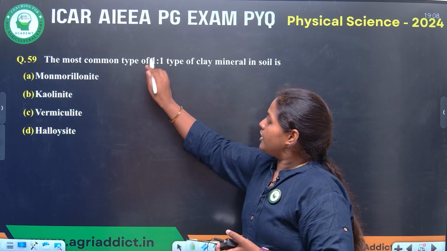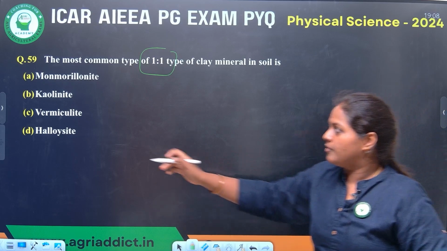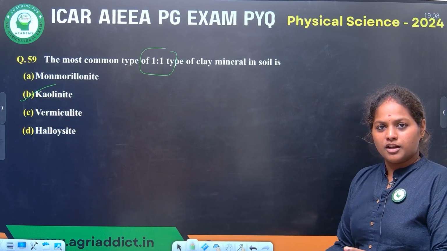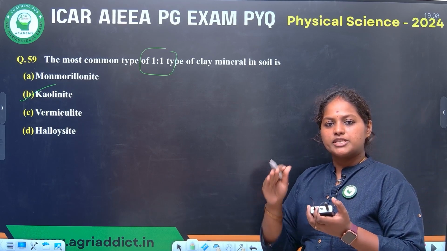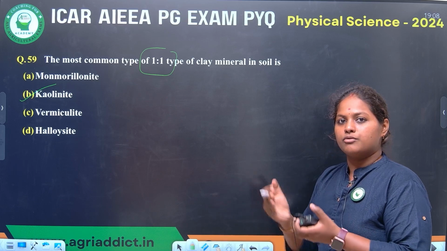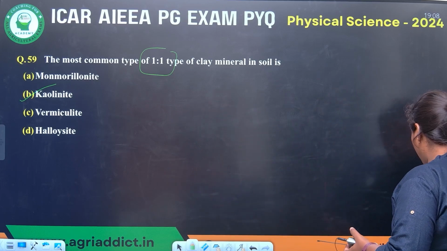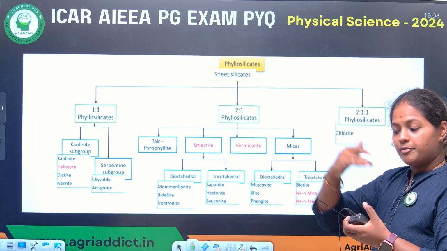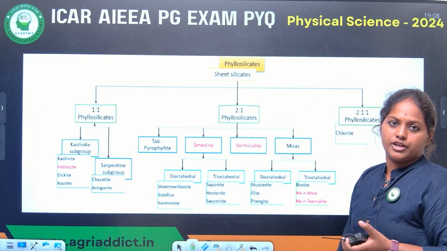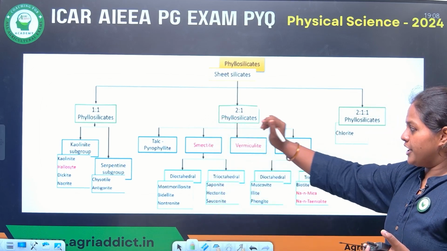Question number 59. The most common type of 1:1 clay mineral is kaolinite. Option B. What is this 1:1? 1:1, 2:1? 1:1 means one silica tetrahedra and one alumina octahedra bind together to form a particular mineral, that is kaolinite. 2:1 means two silica tetrahedra, and in between them one aluminum octahedra will be present. This is the classification of phyllosilicates. 1:1 phyllosilicate, that is the kaolinite group.